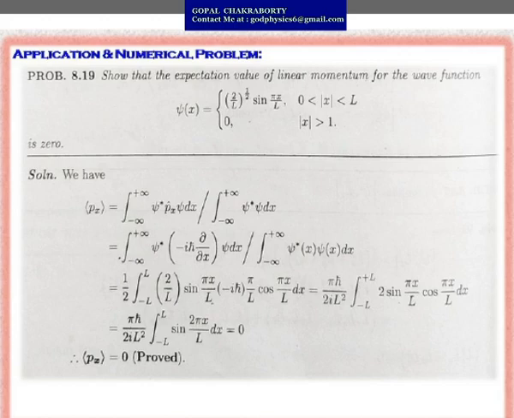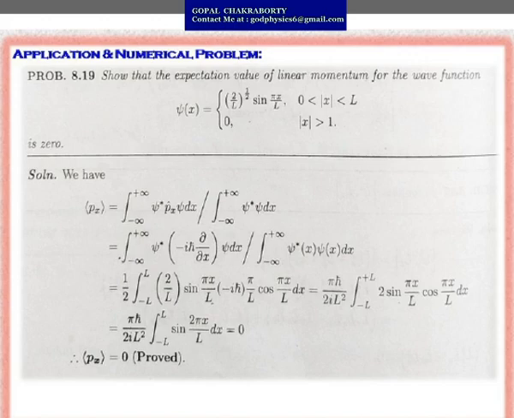So to find out the expectation value of the linear momentum operator, px within that bracket is equal to integration minus infinity to plus infinity psi star px psi dx, whole divided by integration minus infinity to plus infinity psi star psi dx. So that's equal to integration minus infinity to plus infinity psi star within bracket minus i h cut del del x psi dx, whole divided by integration minus infinity to infinity psi star psi dx.